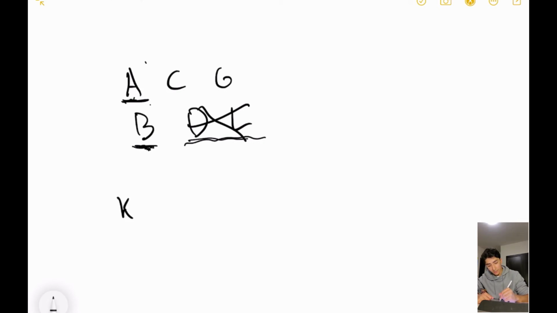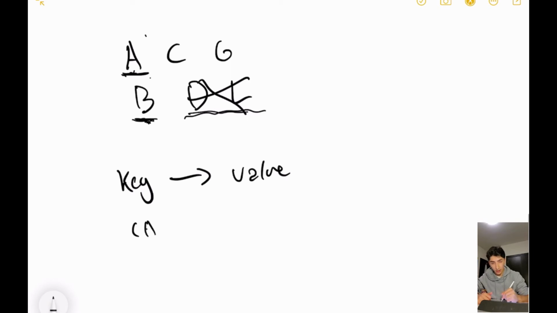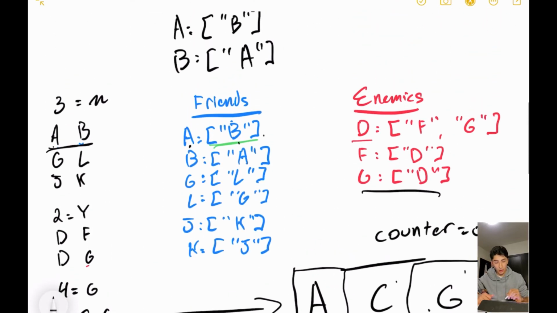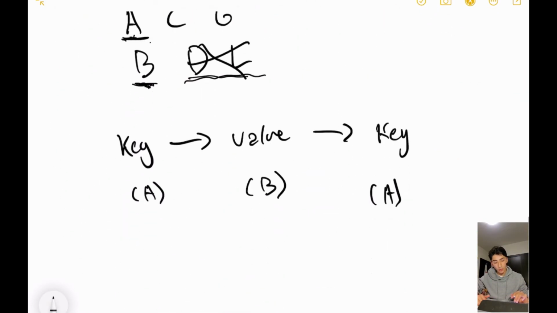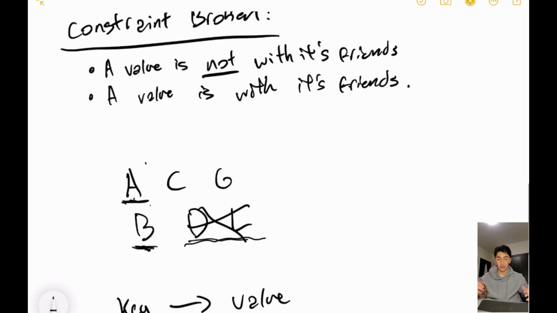If we go key in the friends hash map, the key points to a value, right? So key is A in this case, and it points to B. This points to the original key again. How? Well, right here, we see that A points to B, so B points to A. So all we gotta do is just eliminate key. We gotta make that disappear. That way, we have solved the repeating issue.